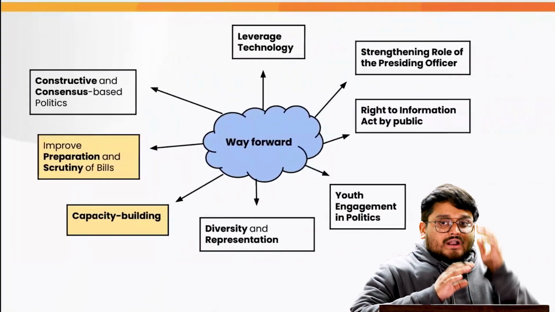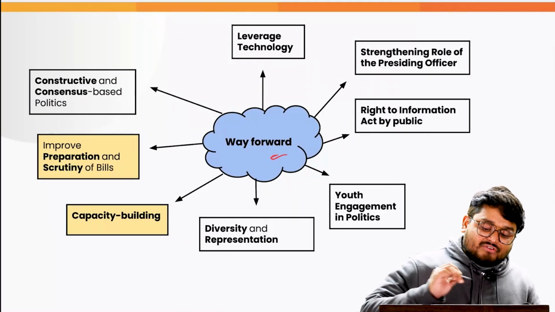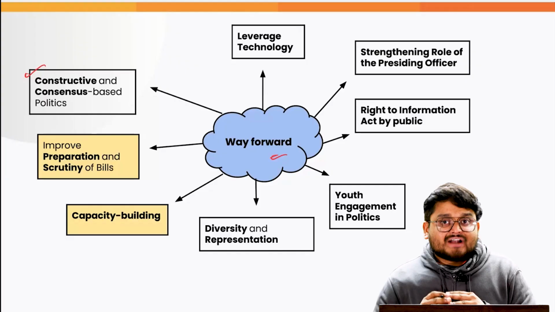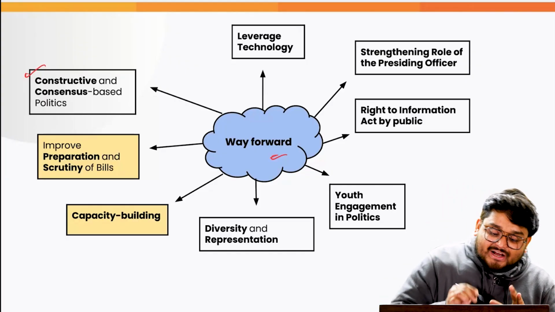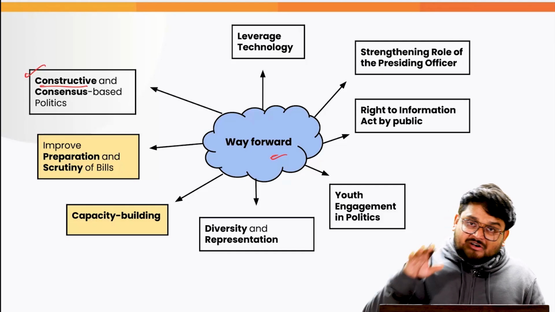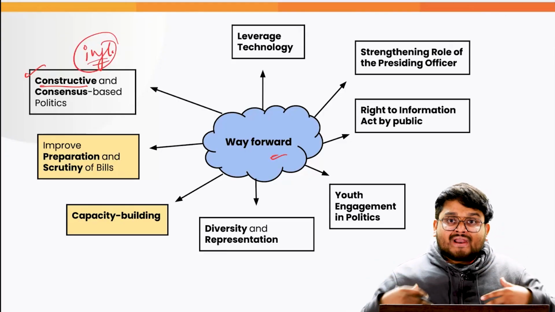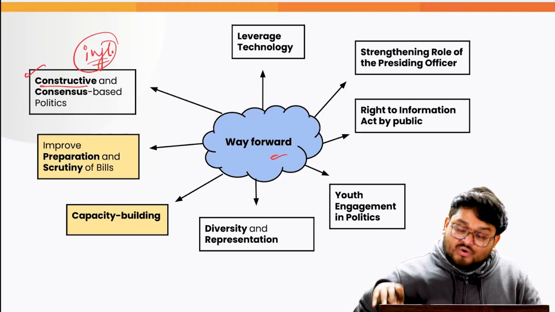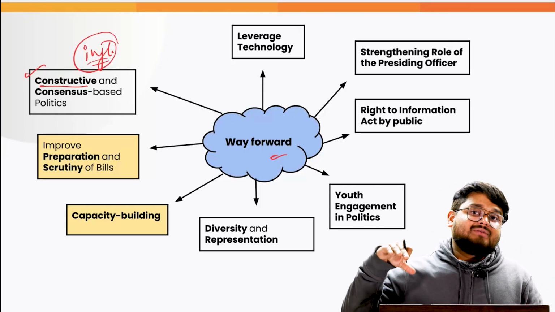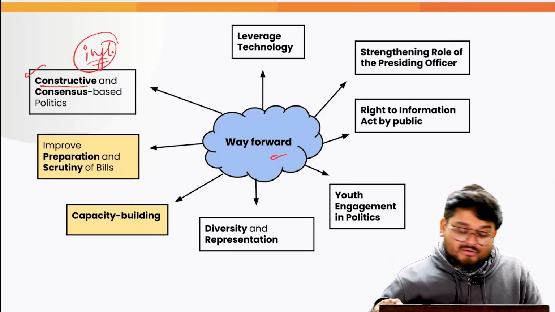So here there are some things which we should be doing as a country going forward. Firstly, the political parties must understand that there must be constructive and consensus-based politics in the country. It must be issue-based. For example, if there is inflation in the country, the parliament must welcome discussion on the causes of inflation, what can be reduced, and who is accountable. So there must be a consensus-based policy here.